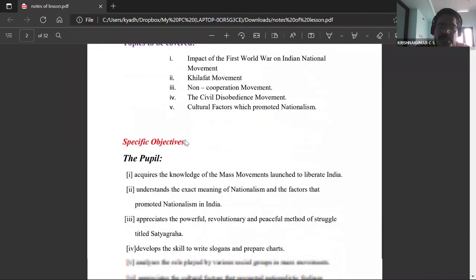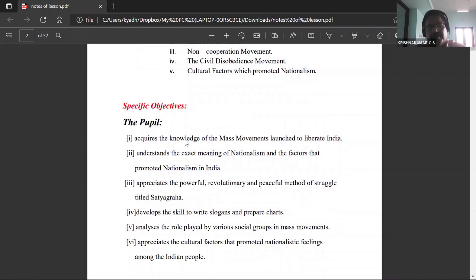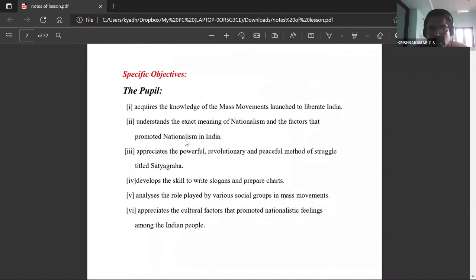Now the specific objectives of the lesson plan. I mean, this is what we call the learning objectives. Specific objectives or learning objectives. You see, the people acquire the knowledge of the mass movements launched to liberate India.